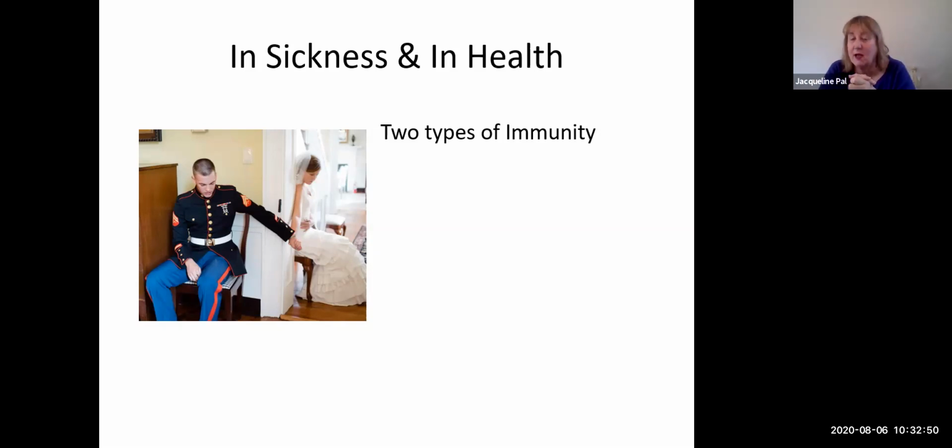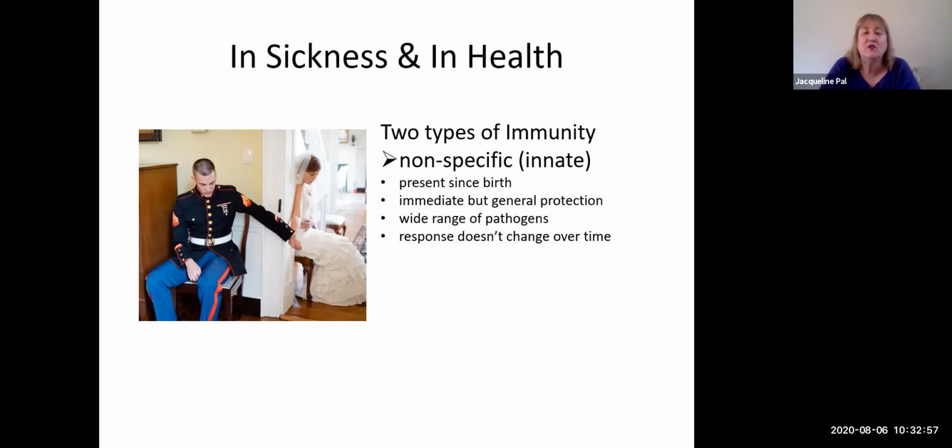But that's not the two types of immunity. Both types of immunity work when you're healthy as well as when you're sick. So the first type of immunity is non-specific, which is also known as innate immunity. It's called innate because this means you were born with this type of immunity. It is an immediate type of immunity to something that is foreign, but it's not specific against any one thing. It's just this generalized protection against this wide range of things.